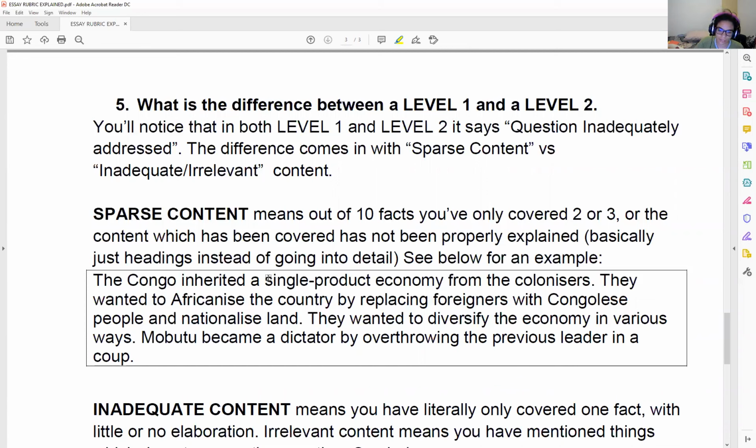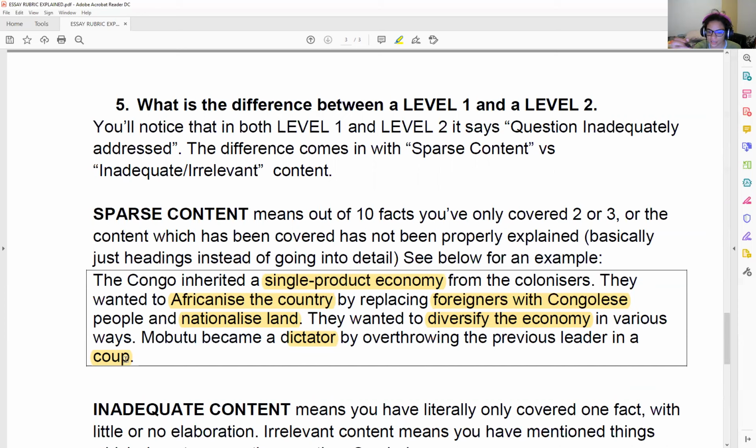The Congo inherited a single product economy from the colonizers. They wanted to Africanize the country by replacing foreigners with Congolese and nationalize the land. They wanted to diversify the economy in various ways. Mobutu became a dictator by overthrowing the previous leader in a coup. So here you can see that the facts are there, but I haven't actually gone into it.